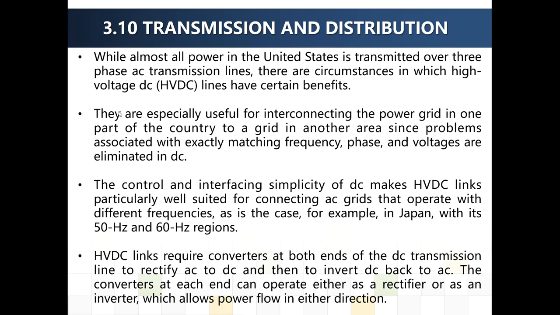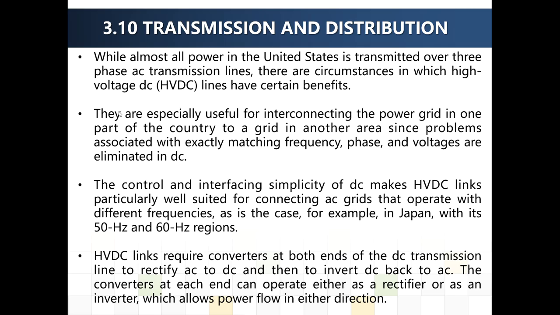Well, almost all power in the United States is transmitted over three-phase AC transmission lines. There are circumstances in which high-voltage DC (direct current) lines have certain benefits. HVDC lines are especially useful for interconnecting the power grid in one part of the country to a grid in another area, since problems associated with exactly matching frequency, phase, and voltages are eliminated in using direct current lines.